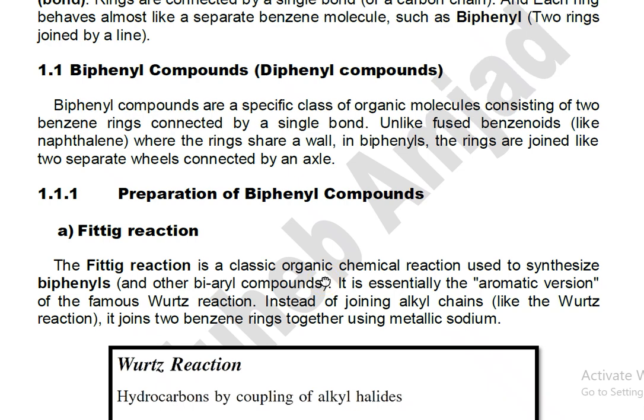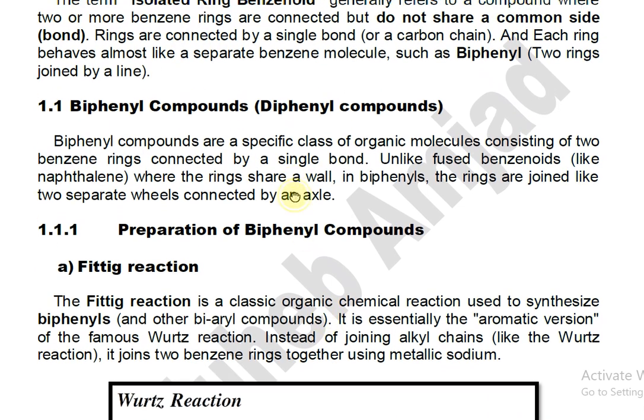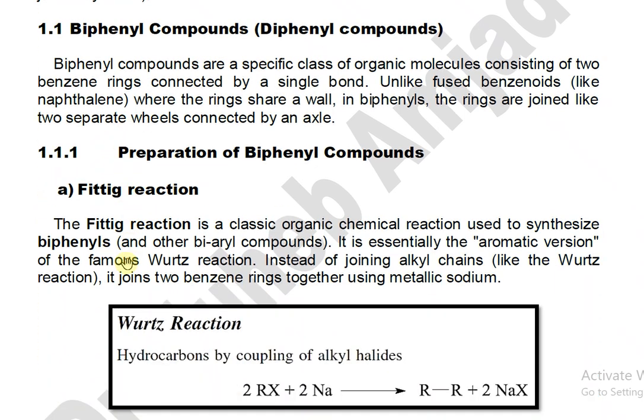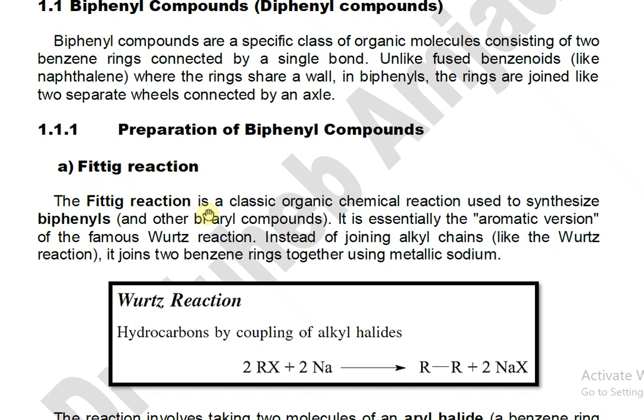So we start with how these compounds can be prepared. The first method to prepare the biphenyl compounds is the Fittig reaction. The Fittig reaction is a classic organic chemical reaction used to synthesize biphenyl compounds and other biaryl compounds, not just biphenyl compounds.